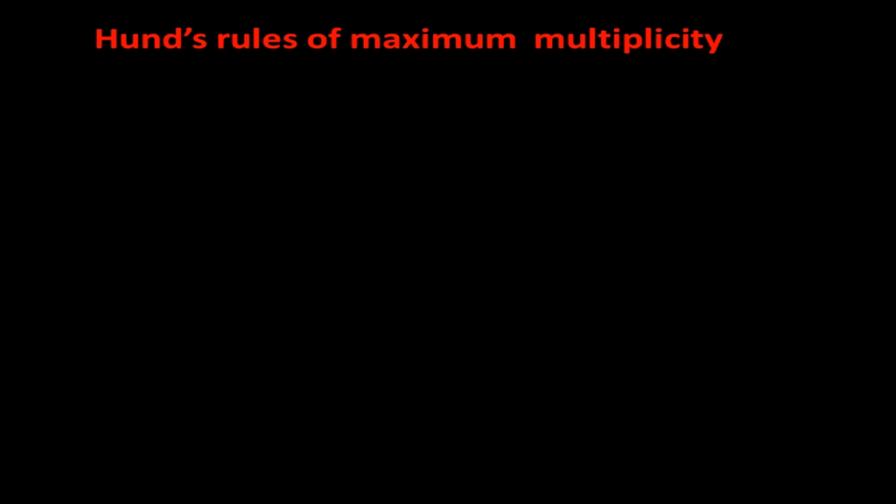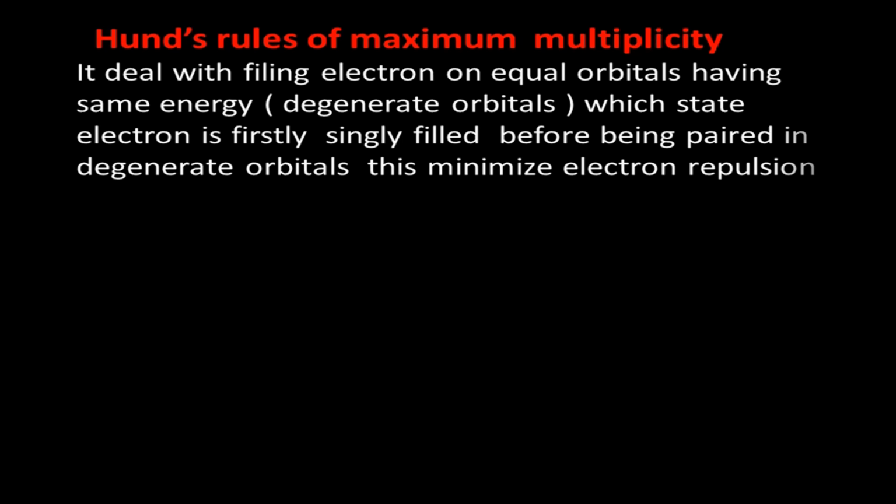Hund's rule of maximum multiplicity. It deals with filling electrons on equal orbitals having the same energy level, that is, degenerate orbitals. Hund's rule of maximum multiplicity states that an electron is firstly singly filled before being paired in a degenerate orbital. This minimizes electron repulsion. That is, electrons are filled singly first before being paired in a degenerate orbital.